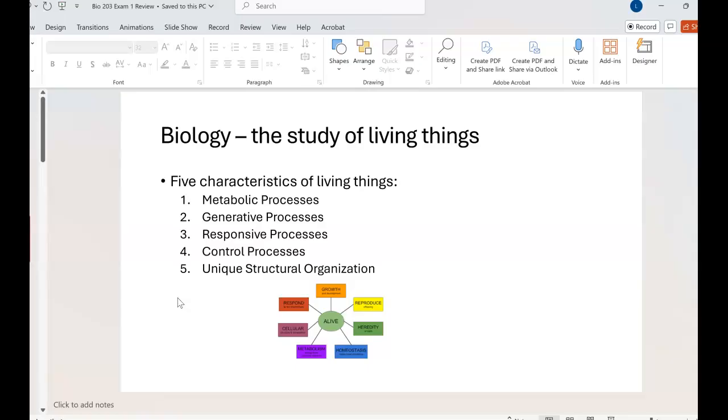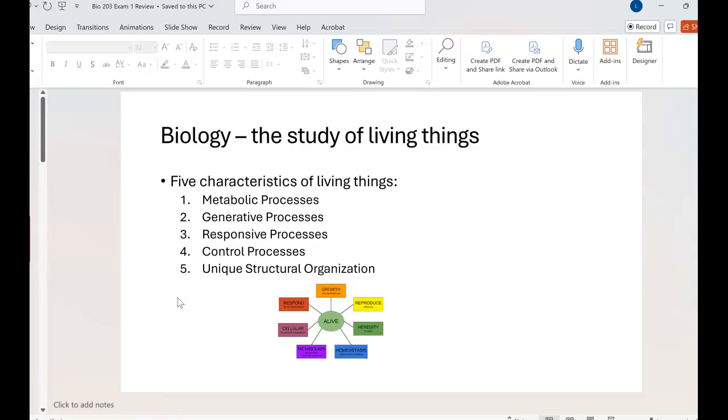To have those control processes, we need to be able to maintain that homeostasis. Finally, living things have structure and organization. Now, a lot of things have structure and organization, so that alone does not make something living. But what it really comes down to is being the cell. This is what we call the cell doctrine, that all living things are made of cells and all cells come from other cells. So that really is the crux of something being living.